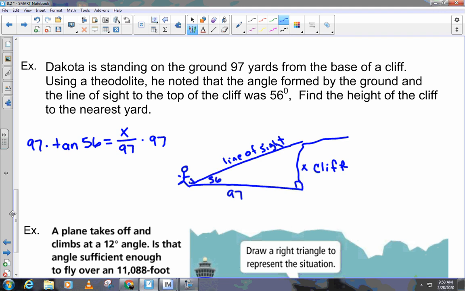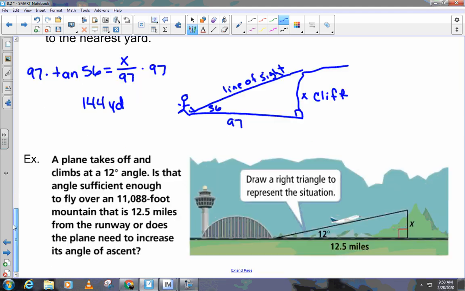And I get, what does it say? Find the height of the cliff to the nearest yard. What would that be? 144 yards. Okay. You probably typed in the wrong number. Okay. All right. Any questions on what we did there? Okay, one more.